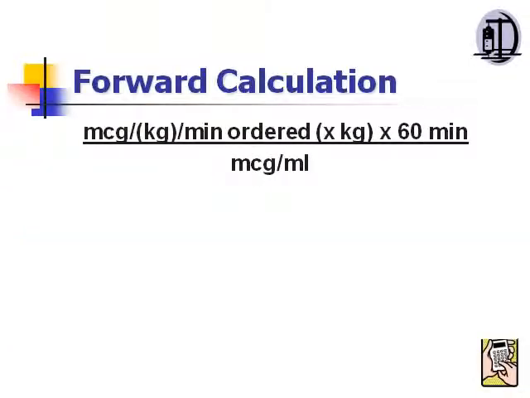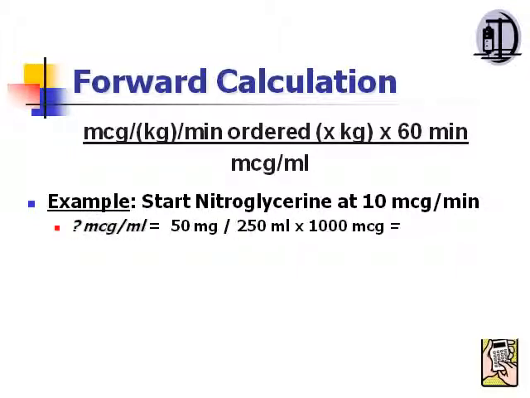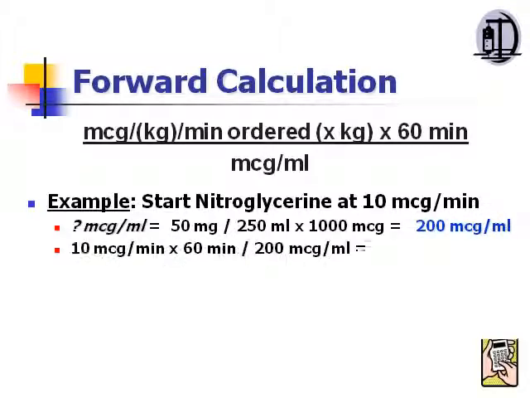Okay, let's do another example of a forward calculation. So we have nitroglycerin that we need to start at 10 mics per minute. So let's figure out what the denominator is first. So how many mics per ml are in the bag? So we're going to take 50 divided by 250 and multiply times 1,000, and we get what? How much drug is in the bag? 200 mics per ml. Good. And then we're going to take the 10 mics per minute, that's the order, multiply it times 60. We're not multiplying times any weight because it's not a weight-based drug. And then we're going to divide it by the 200 mics per ml, or the denominator there. And we get 3 mLs per hour.